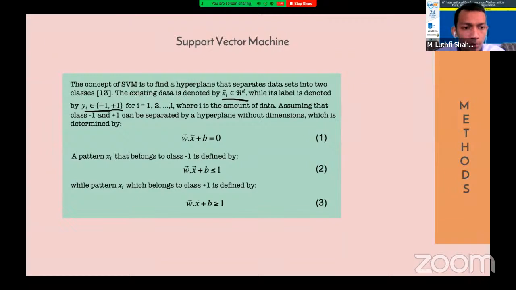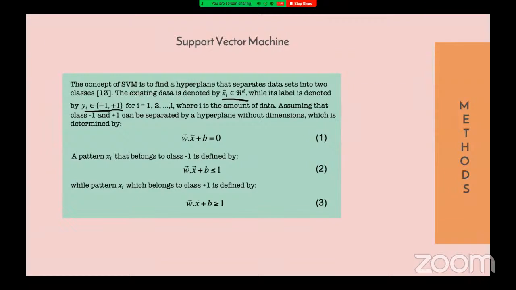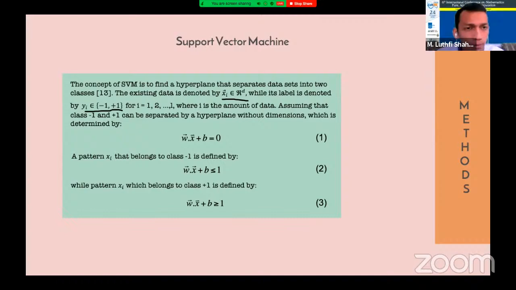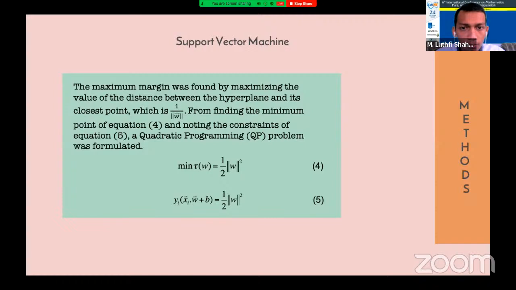Assuming that class -1 and +1 can be separated by a hyperplane without dimensions, which is determined by equation 1. A pattern xi that belongs to class -1 is defined by equation 2, while pattern xi which belongs to class +1 is defined by equation 3. The maximum margin was found by maximizing the value of the distance between the hyperplane and its closest point.